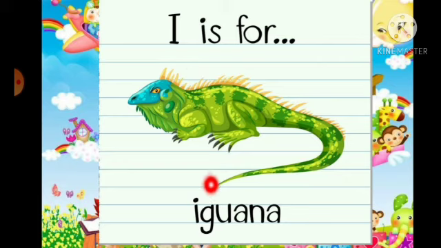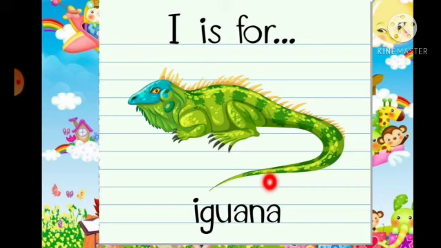Hey, what is this, children? Yes, this is iguana. I for iguana. See here children. See the iguana. It is green in color. So, I as in iguana. I as in iguana. Now, let us see our next picture.